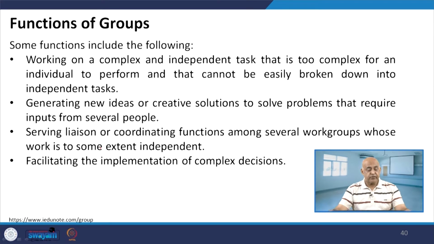Some functions include the following: working on a complex and interdependent task that is too complex for an individual to perform and that cannot be easily broken down into independent tasks, and therefore they divide the task among the different members. Generating new ideas or creative solutions to solve problems, which requires inputs from several people.